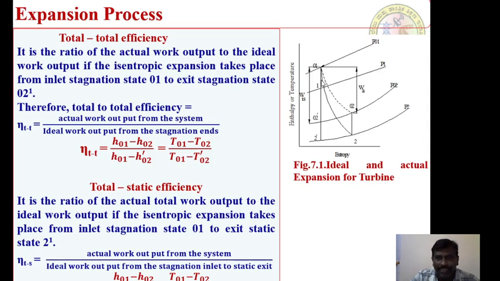Okay, so when you consider from 0, 1 to 2 dash, 2 dash is nothing but an isentropic point. If you consider this particular isentropic point, this is very, very important: the exit static state of pressure P2. This is very, very important. Therefore, H naught 1 minus H naught 2 divided by H naught 1 minus H2 dash, that is, the static condition has to be considered for this stage, because we are defining total to static efficiency. Therefore, total to static efficiency is equal to T naught 1 minus T naught 2 divided by T naught 1 minus T2 dash.